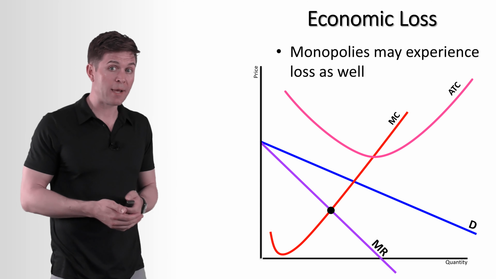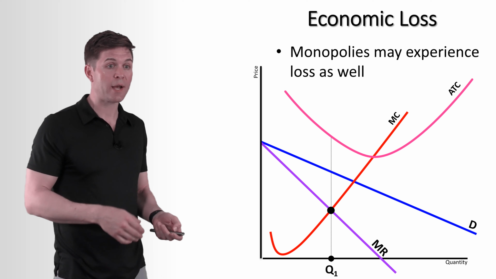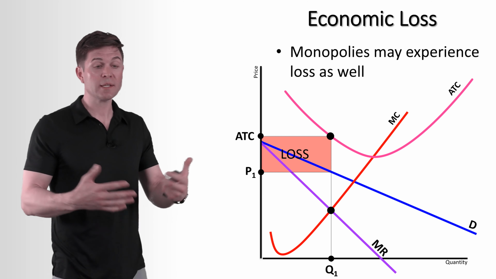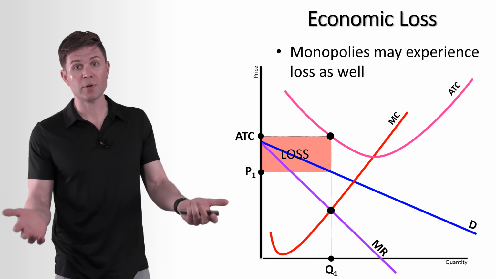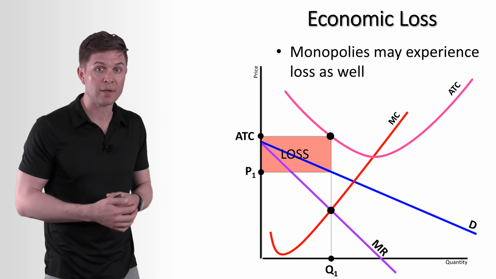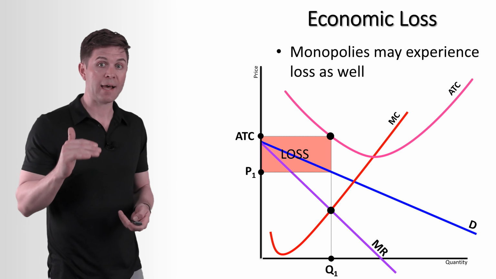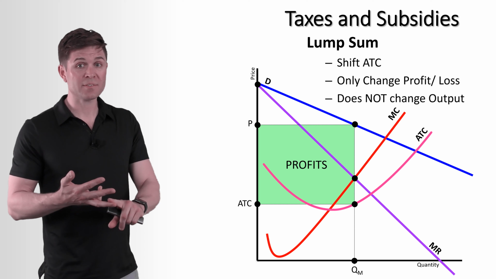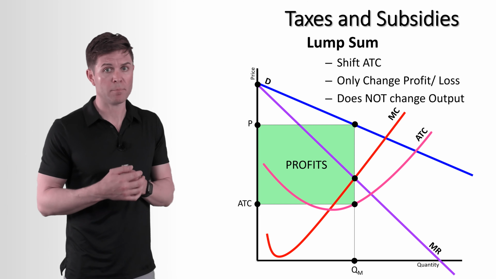If at the profit maximizing quantity our ATC is greater than our price, we can experience a loss. Now, they will continue to operate in the short run as long as we're above AVC, but they can have a loss. Monopolies are affected by taxes and subsidies the same way that perfectly competitive markets are.